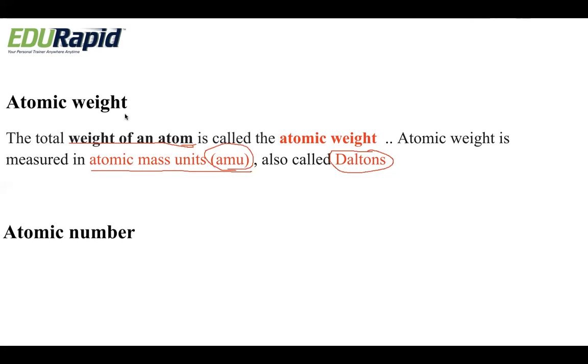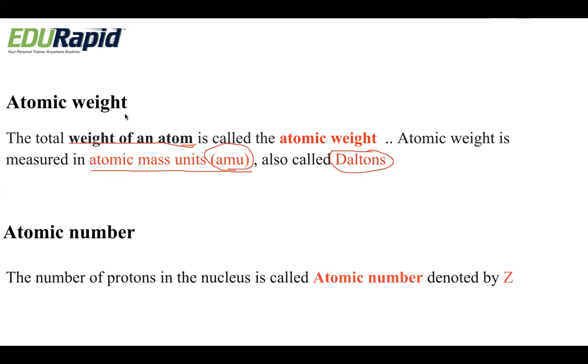Secondly, what do you mean by atomic number? Very simple, the number of protons in the nucleus is called the atomic number, which is denoted by Z. We can also say the number of electrons present is the atomic number, because the total number of protons is always equal to the total number of electrons in an atom. So the number of protons present in the nucleus is called the atomic number, denoted by the capital letter Z.